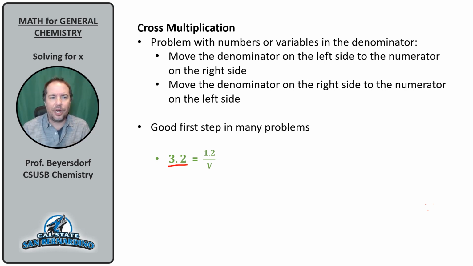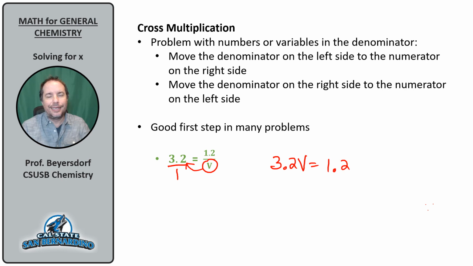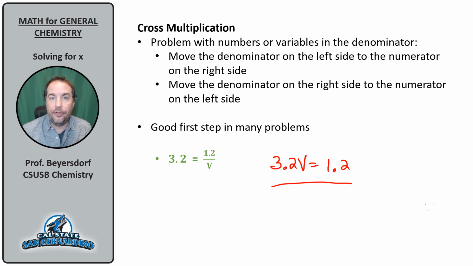But really, if I have 3.2, that's the same as 3.2 over 1, right? So I could take and move this over to here. So I could get 3.2v equals 1.2 times the denominator from the left-hand side, that's 1. So that kind of just goes away. So I get 3.2v equals 1.2. And we do this a lot of times as the first step because getting things out of the denominator just makes our life easier for the next steps.